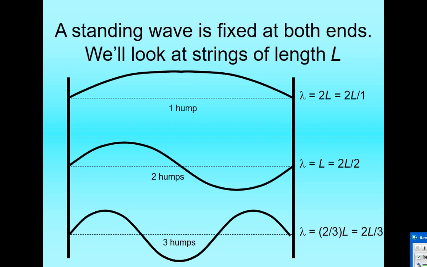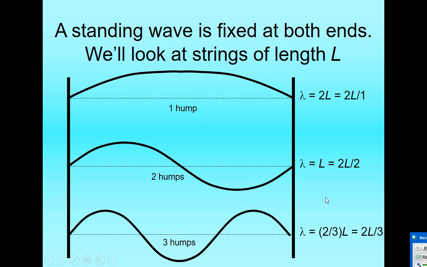In the three-hump case, we see that a full wavelength occupies 2/3 of the entire length of the string. And what I did was I wrote down each wavelength in terms of 2L divided by a number. So in the one-hump case, the wavelength is 2L over 1. In the two-hump case, the wavelength is 2L over 2. In the three-hump case, the wavelength is 2L over 3.